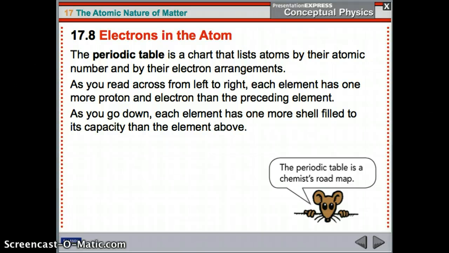Finally, the periodic table. It's that chart, the big old chart painted on the wall, that lists atoms by their atomic number and by their electron arrangements. So, you read left to right, each element has one more proton and one more electron than the preceding element. The extra electron is to balance out that positive charge. And as you move down, each element has one more shell filled to its capacity than the element above. So you add a shell each time you go down a row.